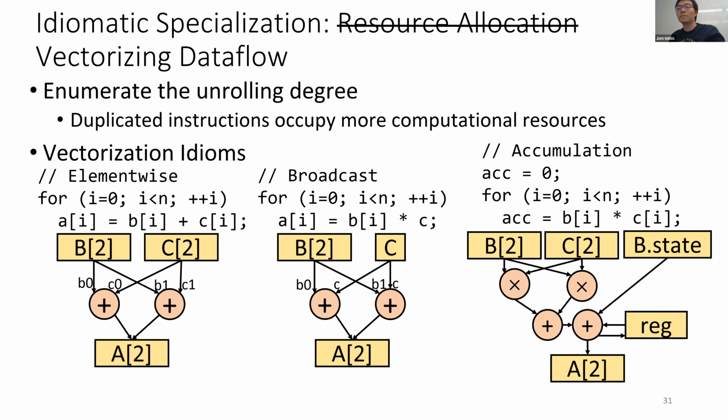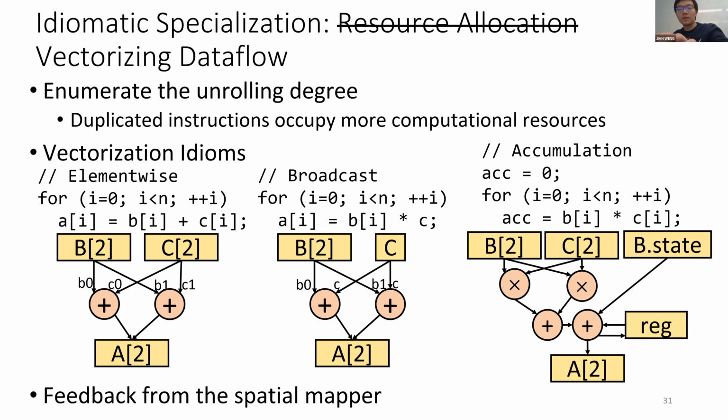And all these transformed graphs will be fed to the spatial mapper. Then the spatial mapper will give feedback to the compiler: if it's successful, how good is the performance? If it fails, the compiler will try a more conservative resource allocation. Does that make sense to you?